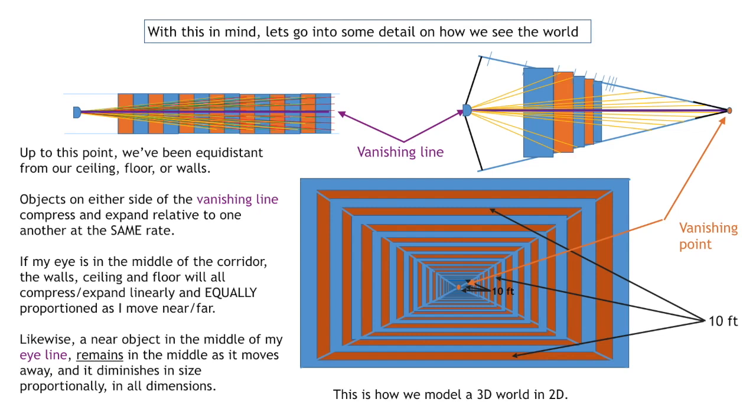Likewise, a near object in the middle of my eye line remains in the middle as it moves away, and it diminishes in size proportionally in all directions. So if I put something right in front of my eye and it moves straight away, it will get smaller and smaller in proportion according to these essentially rectangles, which are called transversal lines. And this is how we model a 3D world into 2D.